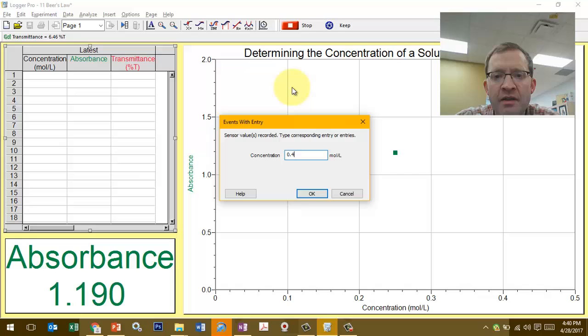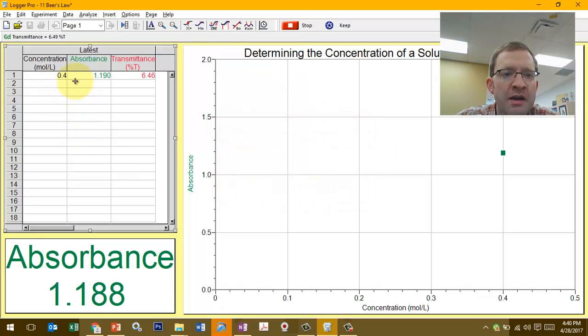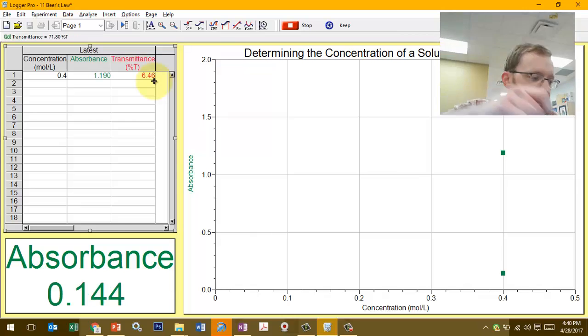I'm going to tell the computer that was a 0.4 moles per liter sample. And when I do, it stores it up here in my corner screen. It says that was a 0.4 molar solution, absorbance was 1.190, and the transmittance was only 6.46%. In other words, 6.46% of that orange light we're using got through. The other 93.5% was absorbed by my very green solution.